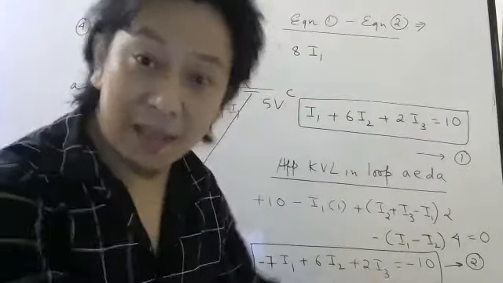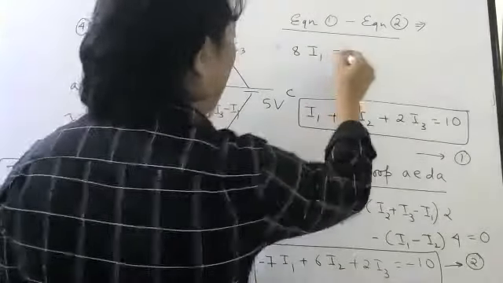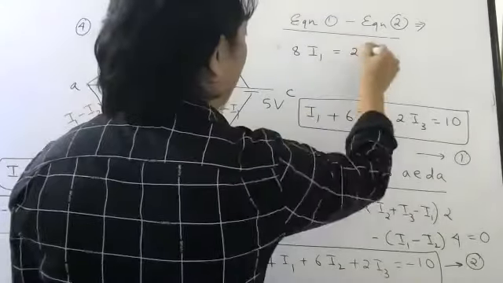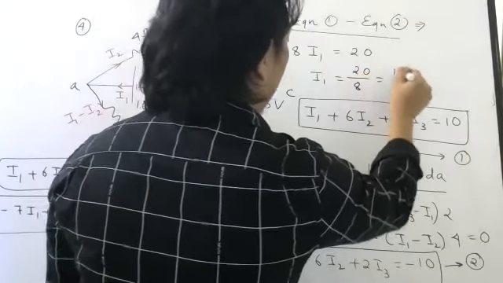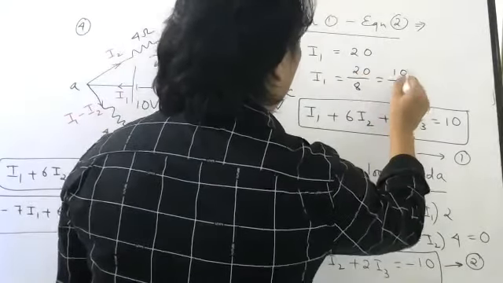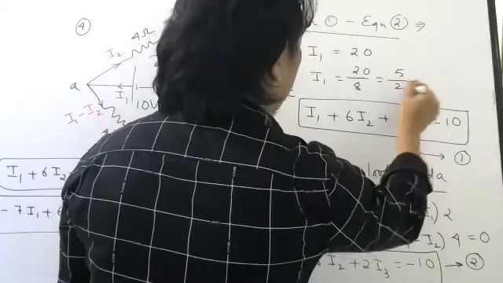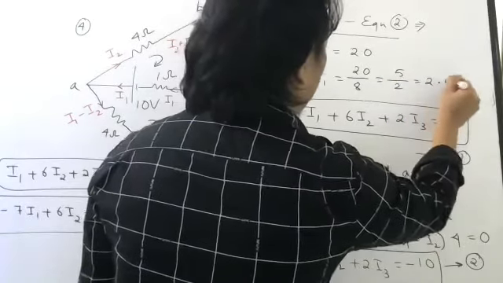10 minus 10. 10 minus 10 will be 20. So I1 will be 20 by 8. 10 by 4, 5s are, 4 2s are. So 2.5 ampere.